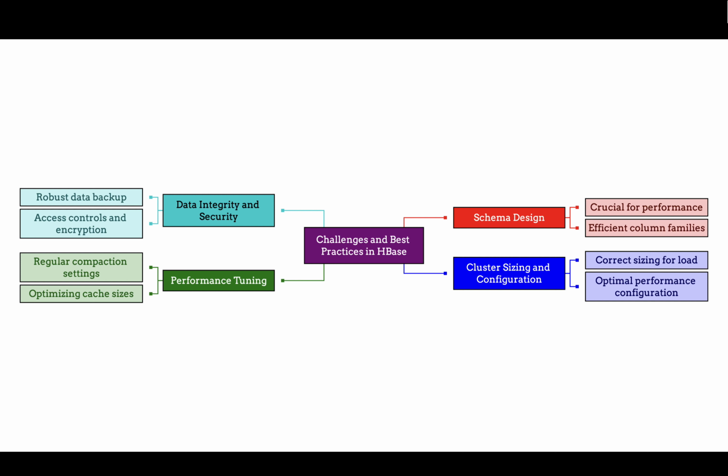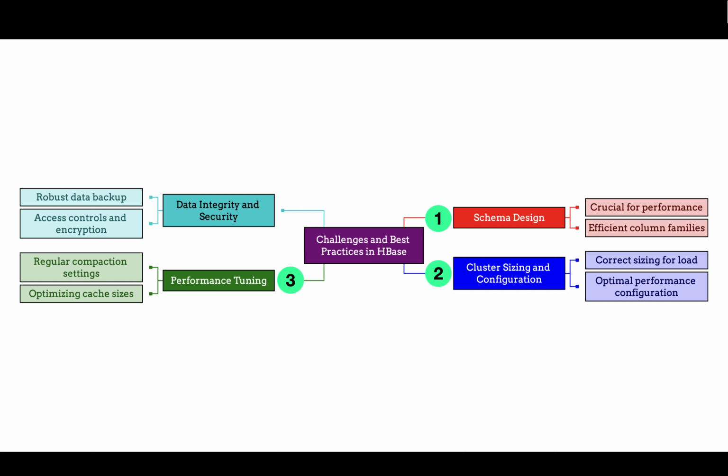Challenges and best practices in HBase. 1. Schema design. Proper schema design is crucial for HBase performance. Designing efficient column families and understanding the access patterns are key. 2. Cluster sizing and configuration. Sizing the HBase cluster correctly and configuring it properly is essential for handling the expected load and achieving optimal performance.